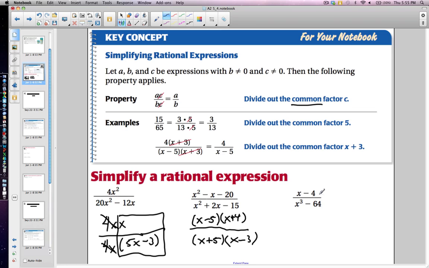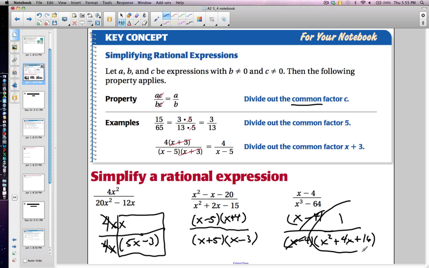Okay, now over here, if we look at this, I have x minus 4, that's a factor. There's nothing I can do to simplify that, but this is the difference of two cubes. This is x cubed minus 4 cubed. So that'll factor to be x minus 4 times x squared plus 4 times x plus 4 squared, which is 16. And then these guys cancel. So fully simplified would just be 1 over that. This would be the fully simplified version of that.